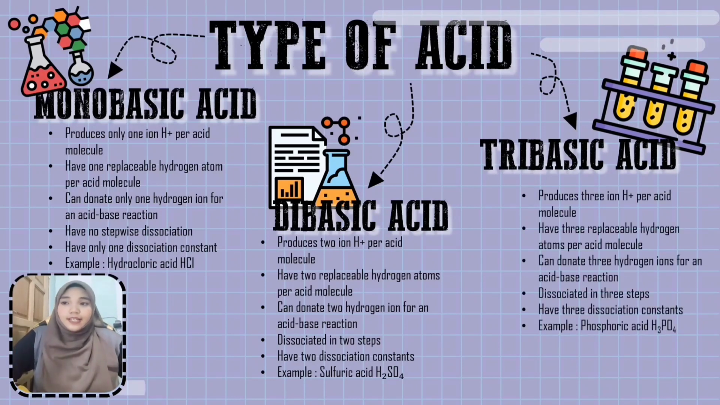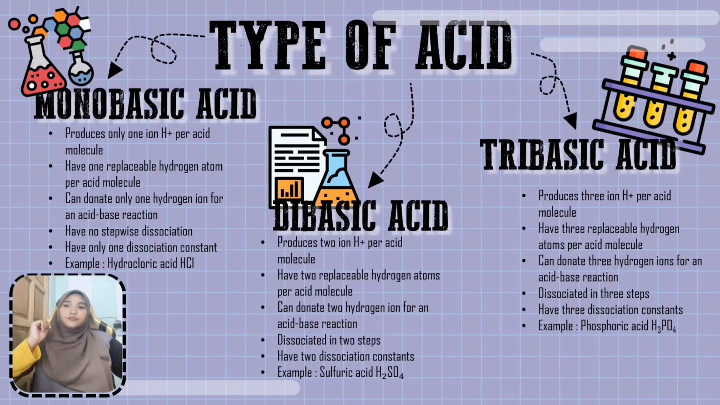Monobasic acid produces only one hydrogen ion per acid molecule. That means it has only one replaceable hydrogen atom per acid molecule. It can donate only one hydrogen ion for an acid-base reaction. It has no stepwise dissociation. It also has only one dissociation constant. The example of monobasic acid is hydrochloric acid.